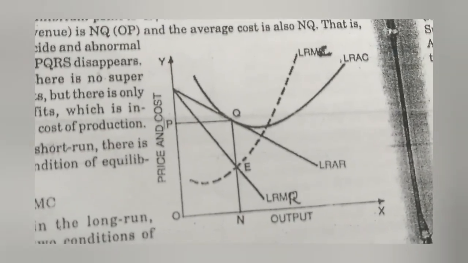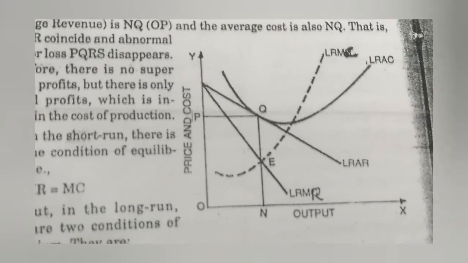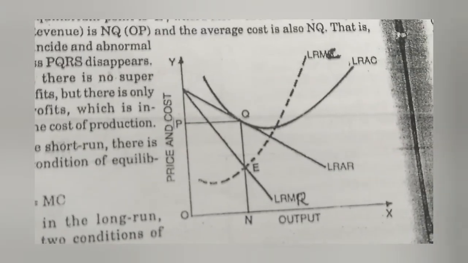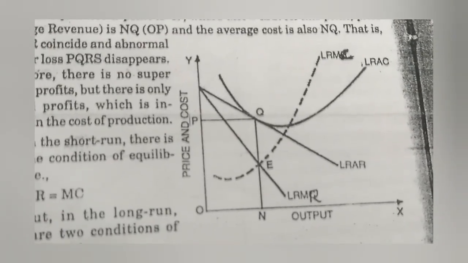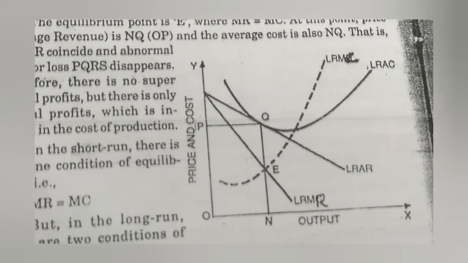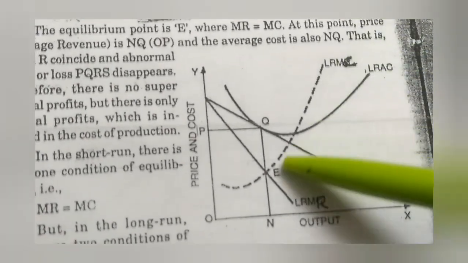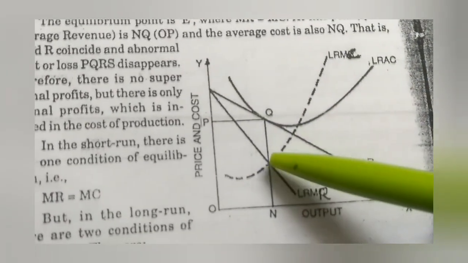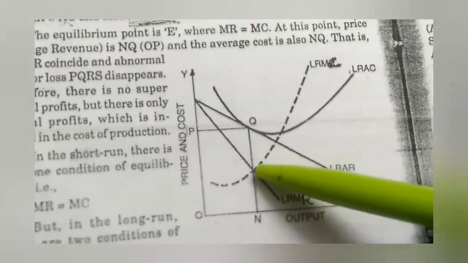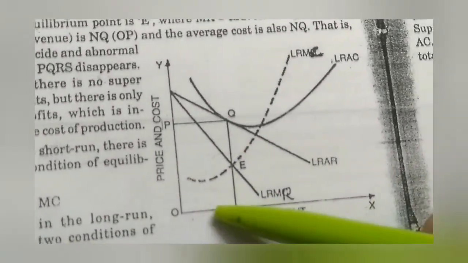In the short run, there is only one condition of equilibrium, that is to say MC equals MR. But in the long run, there are two conditions of equilibrium, that is MC equals MR and AR equals AC. So look here, this is the marginal cost curve, this is the marginal revenue curve. Both are equal here at point E. This is the equilibrium point. This is the ON equilibrium level of output.